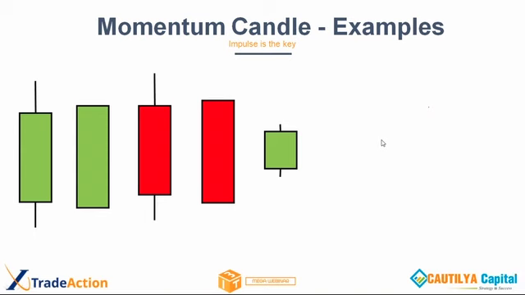Now tell me, how about this one? The body is around 80% of the combined length. It's a pure momentum candle, because the body is always bigger than the shadow. What about this one? The open is equal to low. There is no wick at the bottom, but there is a wick at the top. So definitely the body is bigger than the single wick. This is at least 60% to 70% body, so naturally it is a momentum candle. What about this one?